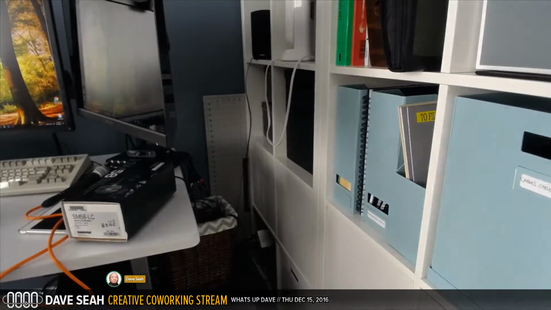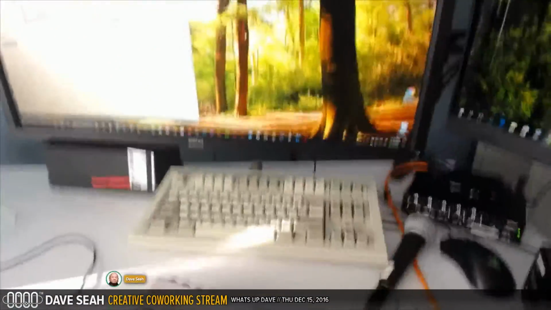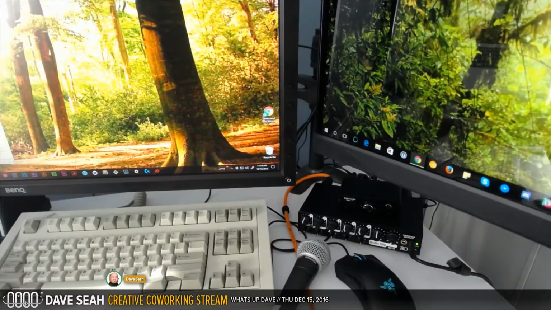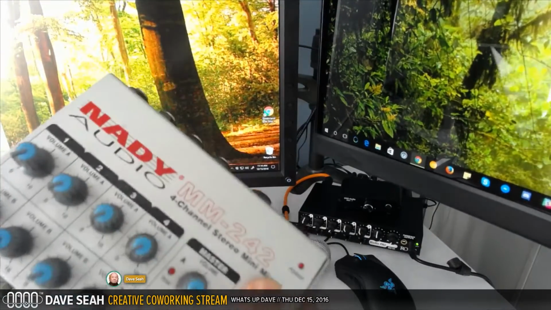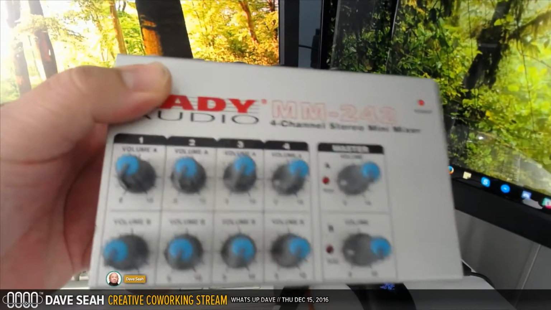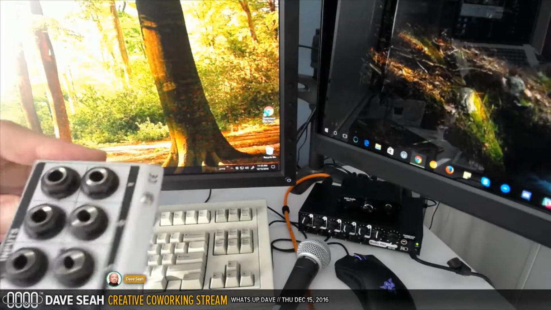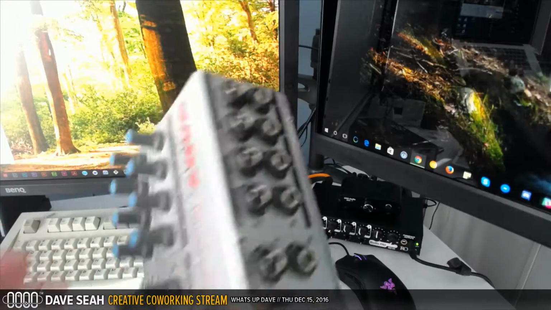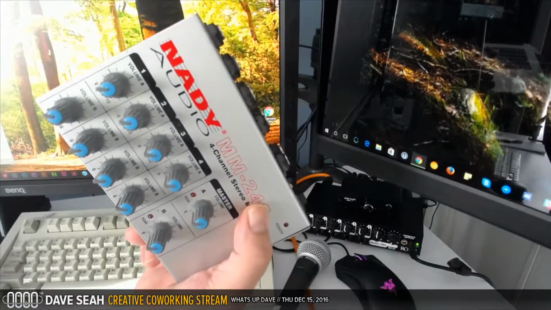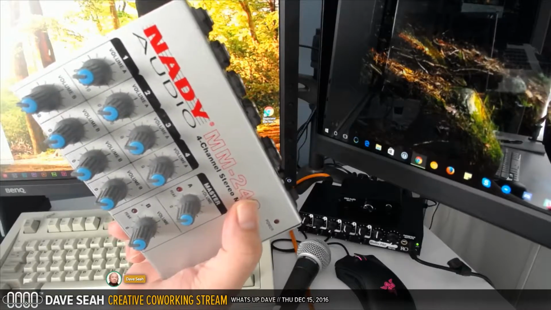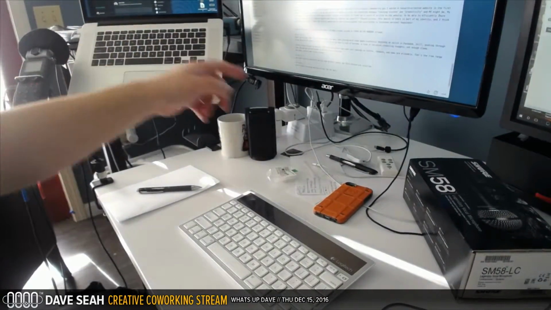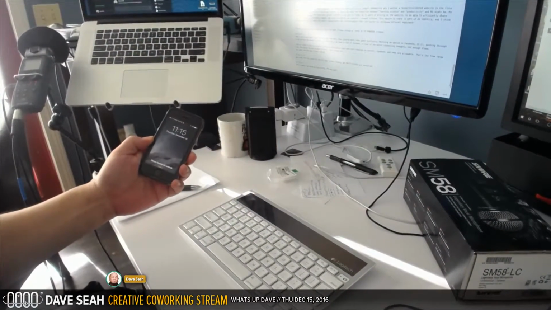Thing I got lately. I goof around with my computer setup a lot. And so what we have here is I just got a replacement for this. This I've had for a number of years. This is a Nady 4-channel stereo mini mixer. And what this allows me to do is mix the audio outputs from multiple computers to a single stereo system. So over here on the left, I've got this Macintosh. This iPhone is connected through a Bluetooth adapter.